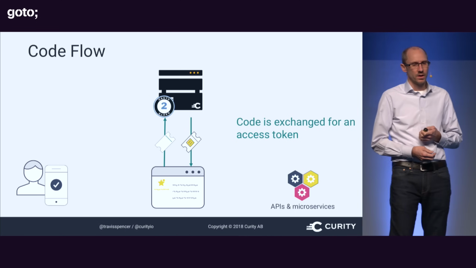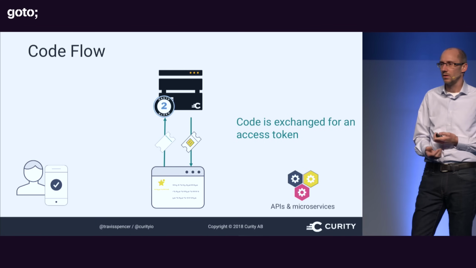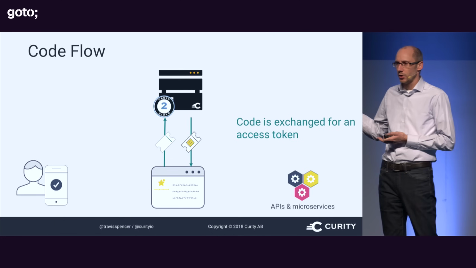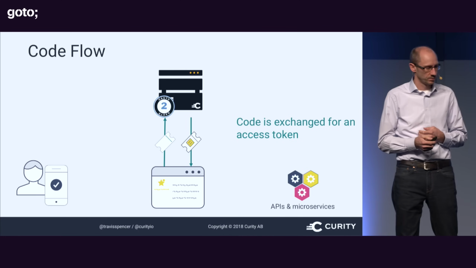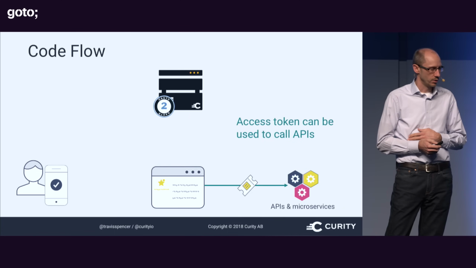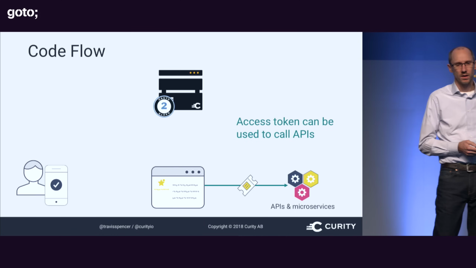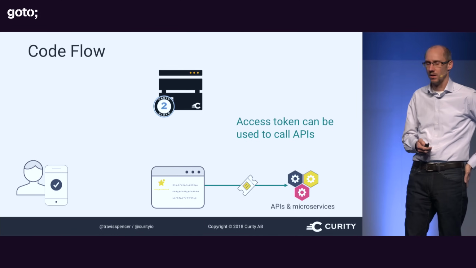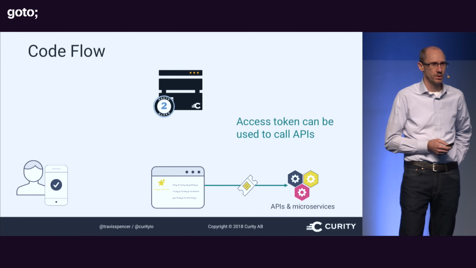And if it does, then the client will be given an access token. And in the code flow, in addition to an access token, you could be given a refresh token. I'll explain what those are shortly. So once it has the access token, it can call those backend APIs and microservices. Okay, does that make sense? If not, jot down a question and we'll get to it at the end.